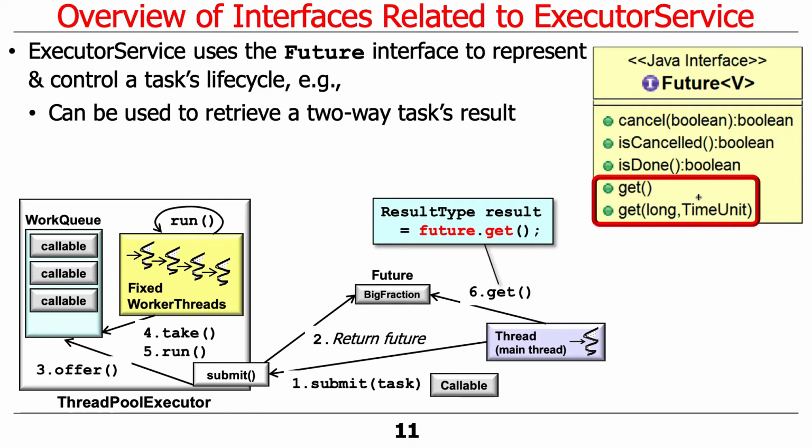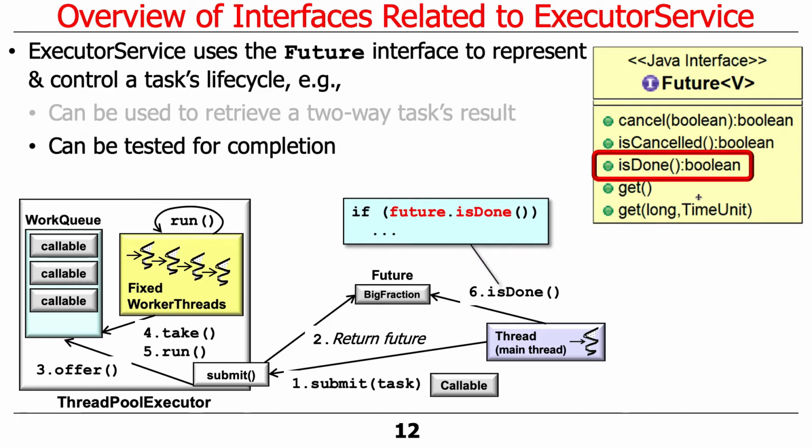We can do several things with the future. We can retrieve the results of the task using several variants of the get method on the future. And we'll talk about what those do shortly, but you can get the results when they're done, or you can wait for them to be done. You can also use the future to test for completion. You can say, hey, future, is the asynchronous operation that you're running finished yet? Yes or no? You can say, is it done?